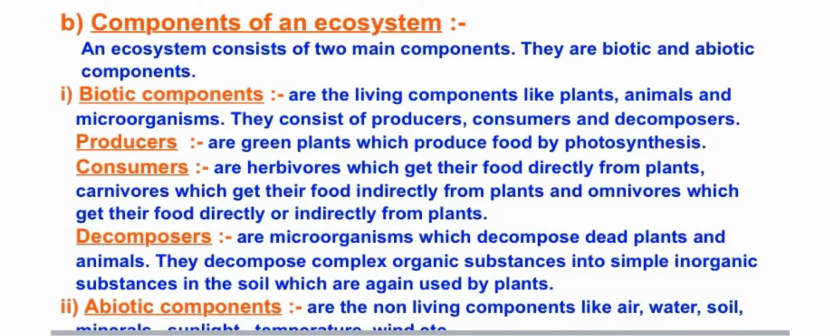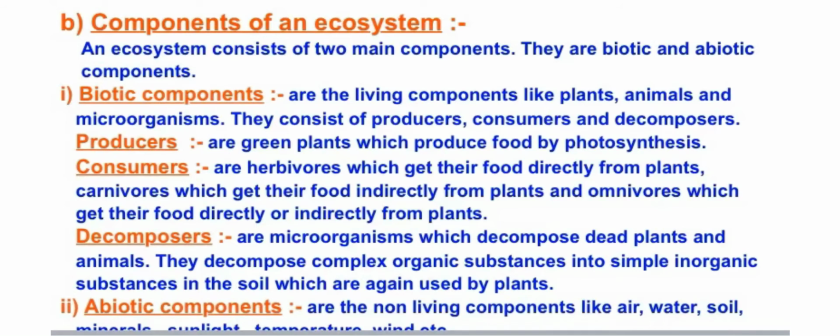Next is components of an ecosystem. An ecosystem consists of two main components. They are biotic components and abiotic components. First, biotic components. They are the living components like plants, animals, microorganisms, etc. And these living components are again categorized into producers, consumers and decomposers.